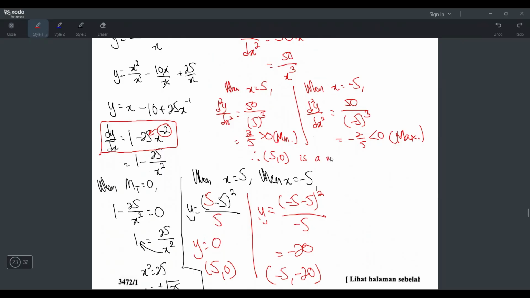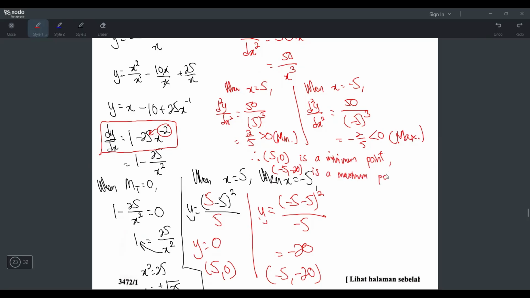Is a minimum point. Why? Because when you try to sub the x coordinate of this point inside the second derivative, you get a positive value. That is why. And then for the other one is -5, -20, and this one is a maximum, because I showed the working here already. Okay, it's a maximum point.